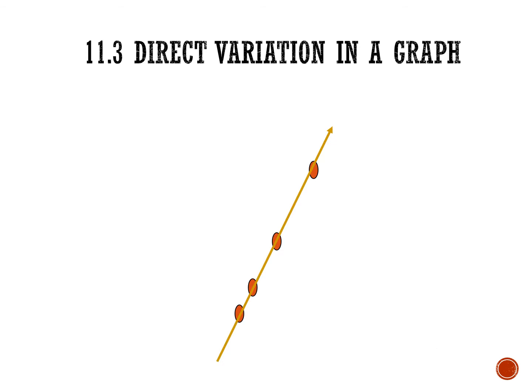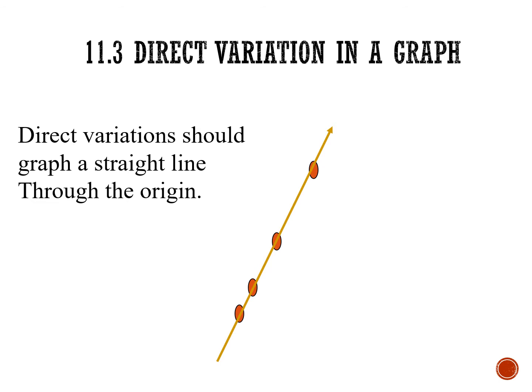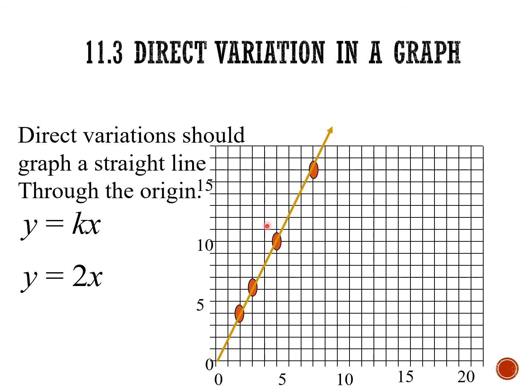So in a direct variation in a graph, always remember, direct variation should graph a straight line through the origin. Always remember. So as x increases, y increases. So it is a straight line through the origin. That is the graph of direct variation.